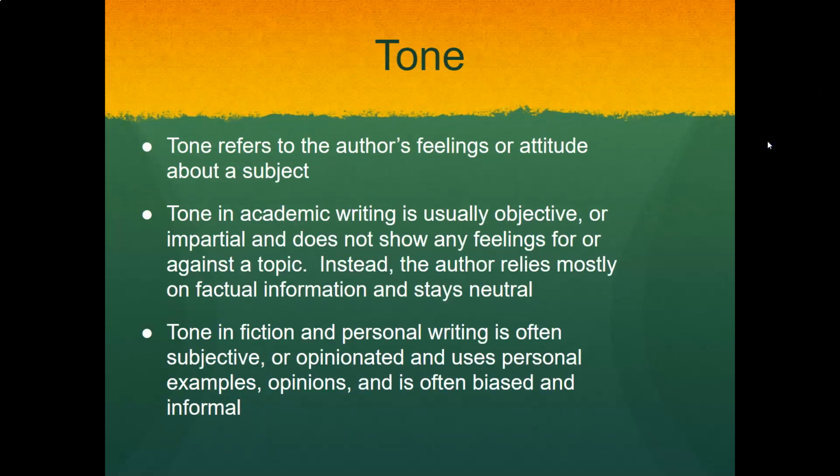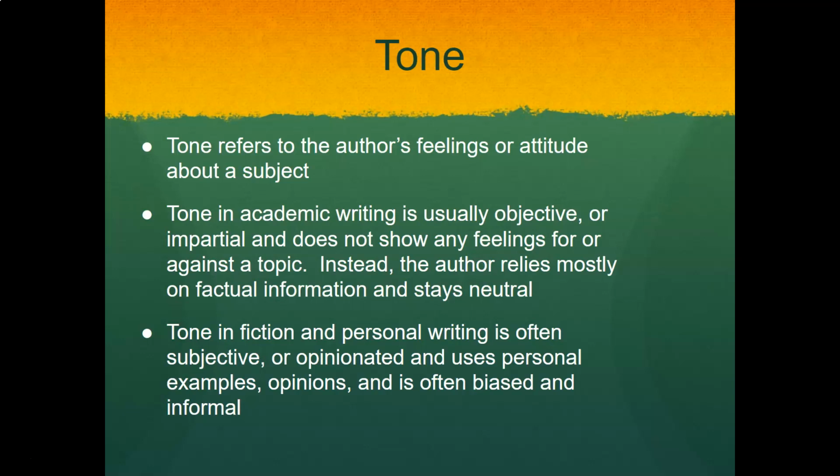Tone refers to the author's feelings or attitude about a subject. So all the emotions that we have as people can come through in our writing, through the tone, through the specific words that we use to express our ideas in a piece of writing. We want tone in academic writing to be objective, so we don't want to show feelings for or against a topic. Instead, we want to rely on factual information as much as possible and stay neutral.